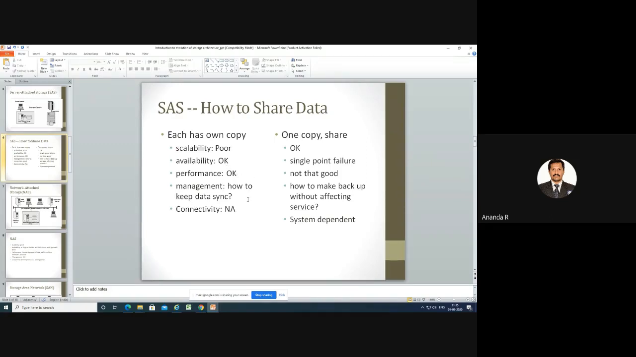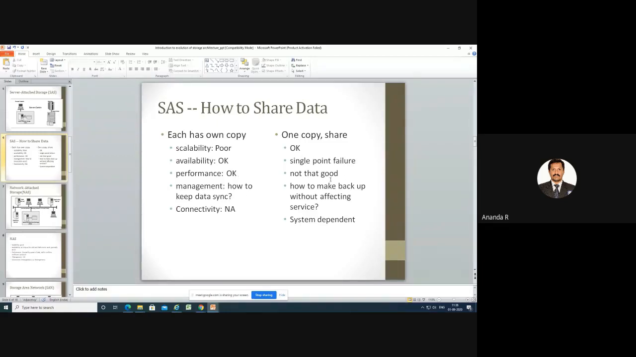Then the management: how to keep the data synchronized? That is the question mark. Then connectivity: because we have one server, we connected only one computer, so there is no point in talking about connectivity. Then for one copy shared, we can have scalability, which is okay. Availability is a single point of failure, and performance is not that good.